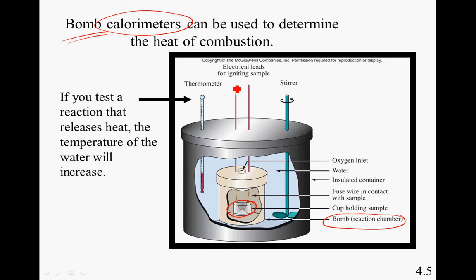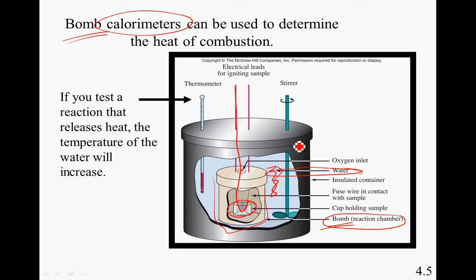There is an electrical wire that goes through the compound to light it on fire. This whole center area here is called the bomb. This is where the reaction is taking place. As the compound is lit on fire, the bomb gets hot. Surrounding the bomb, inside the insulated container, is the water. This whole area here is water.